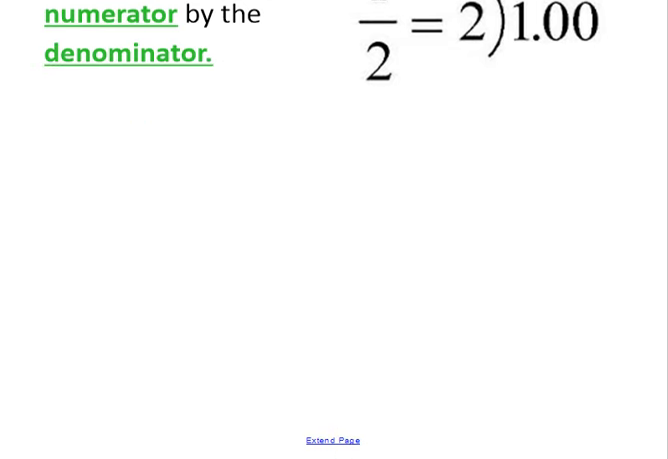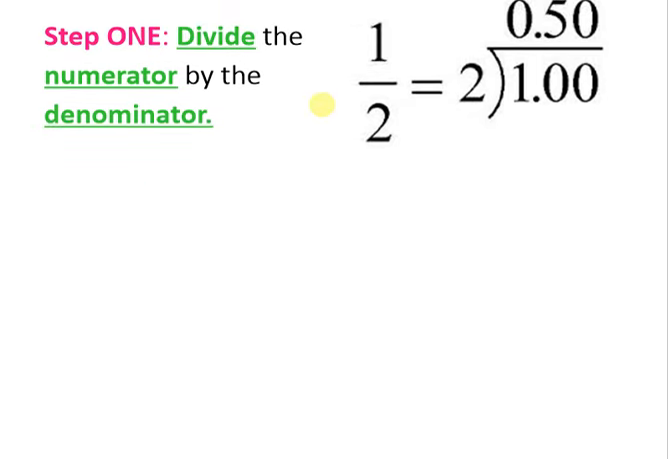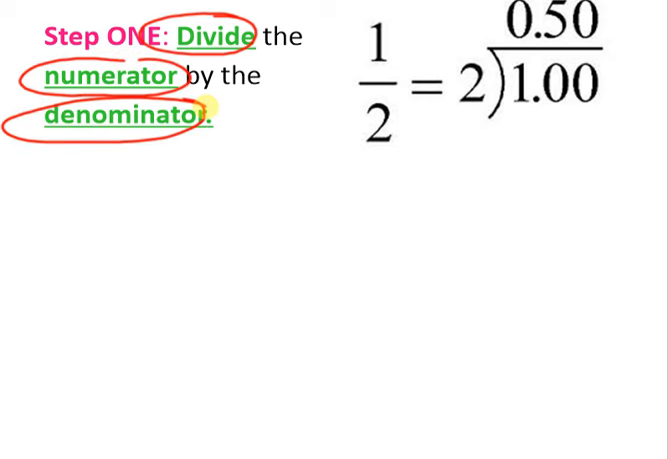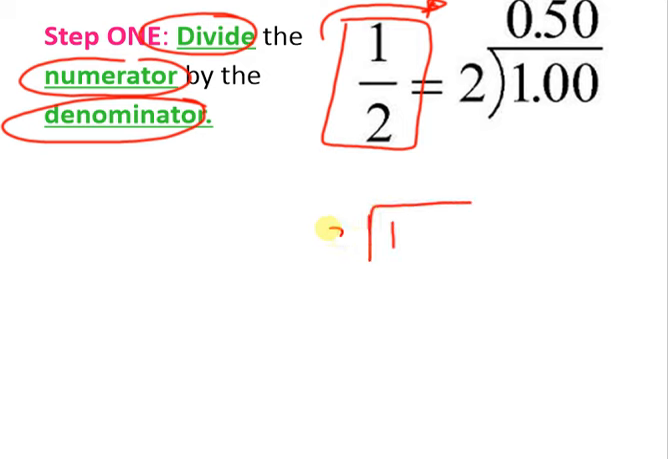Okay, so let's take a look here. What you're going to do, it's really a one-step problem. You are just going to simply divide the numerator by the denominator. Here you have the fraction 1/2, and you need to make it a decimal. You are going to turn it this way, and the numerator is going to go inside the division bracket, and the denominator is going to go outside.